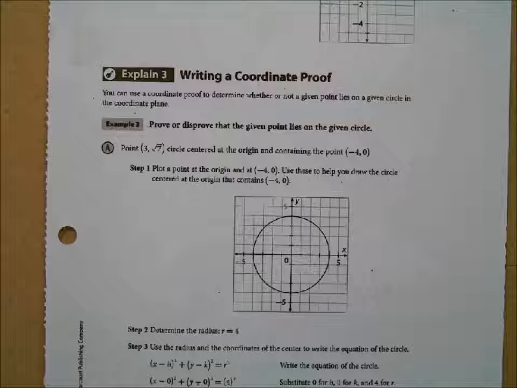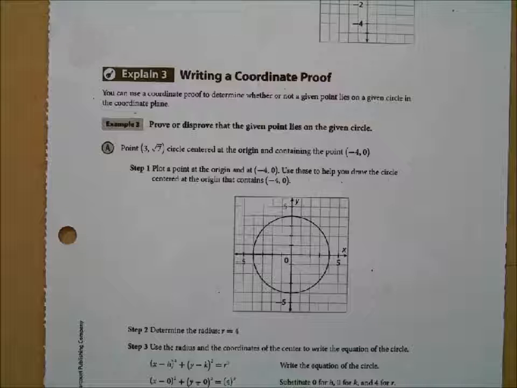If we know the radius and we know the center of the circle, we can write the equation of the circle. So we use the circle formula. h and k are both 0 because it's centered at the origin, and the 4 is our radius. And so we get x squared plus y squared equals 16. That's the equation for our circle.